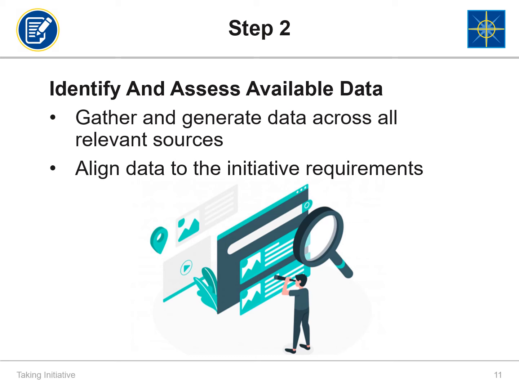The second step to driving an initiative is to identify and assess the available data. To do this, first gather and generate data across all the relevant sources you have. Once that's done, align the data to the initiative requirements to ensure that the data you have fulfills the actual requirements.